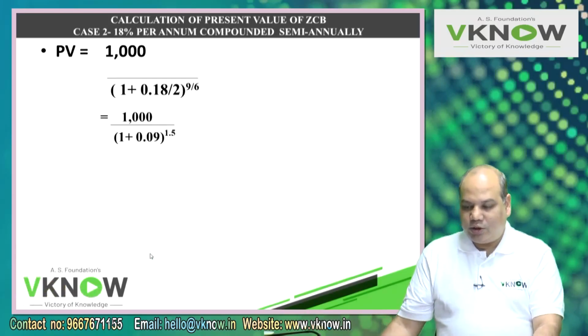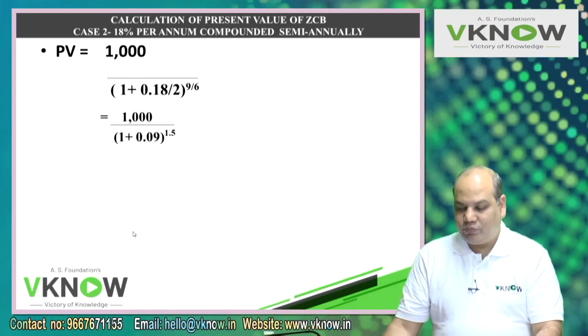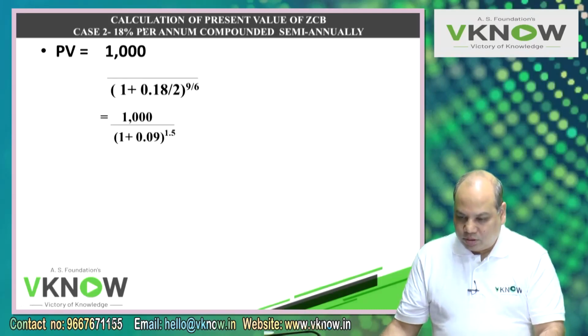Okay, now write down case 2. Case 2 heading, write down 18% per annum compounded semi-annually. Present value is equal to 1000 upon 1 plus.